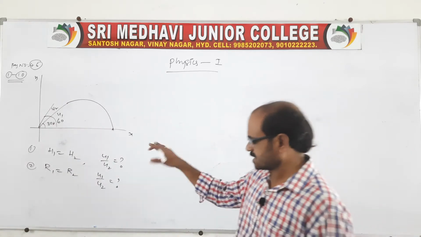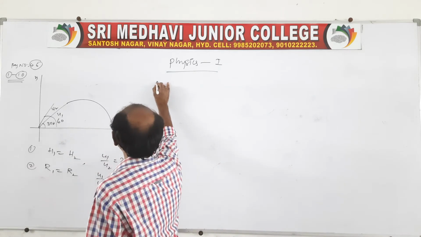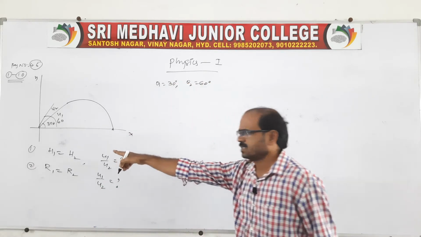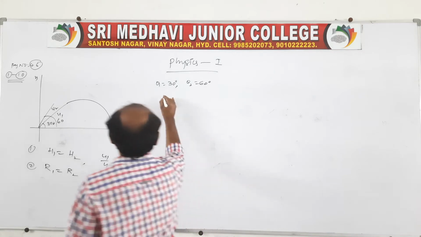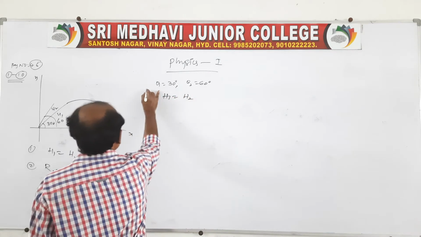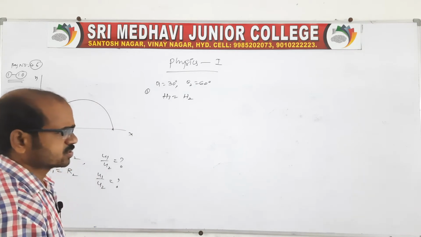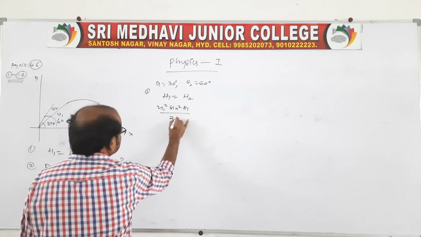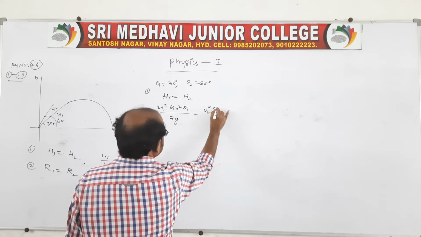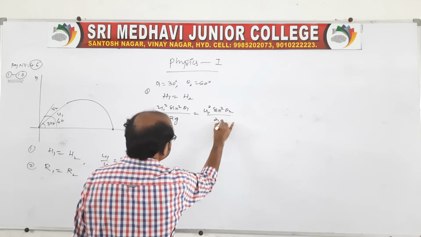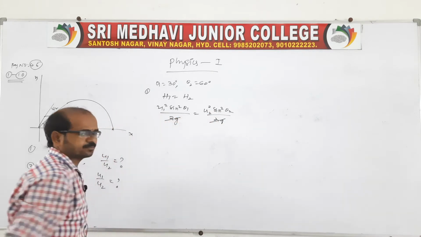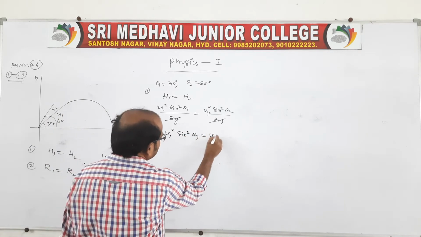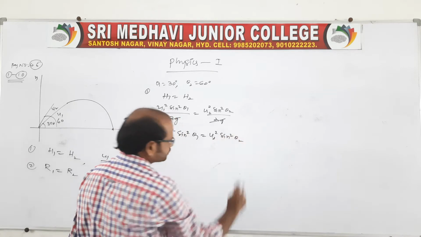The given condition is that the maximum heights are the same, for the angles theta 1 equal to 30 degrees and theta 2 equal to 60 degrees. Then equate the maximum heights, that is h1 is equal to h2. We know h1 is u1 square sin square theta 1 by 2g and h2 is u2 square sin square theta 2 by 2g. Therefore 2g cancels. Then u1 square sin square theta 1 is equal to u2 square sin square theta 2.